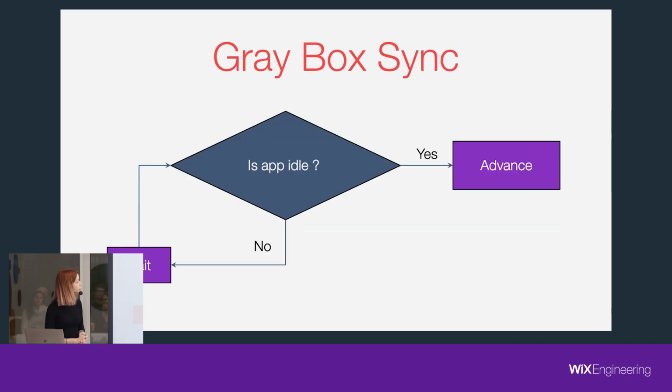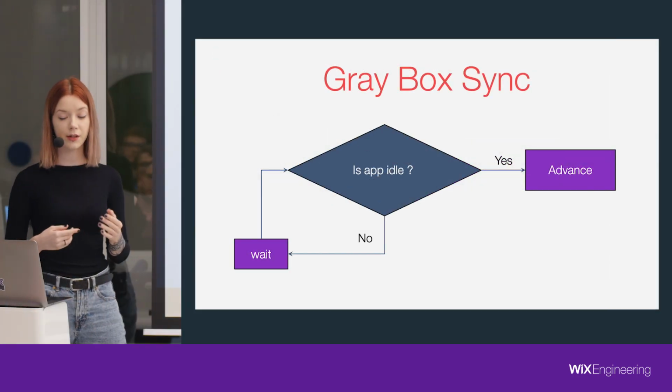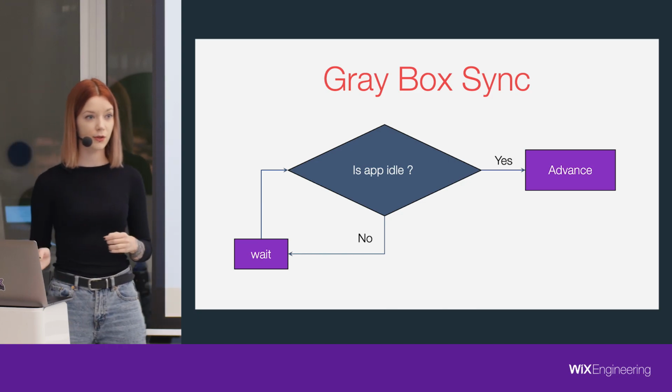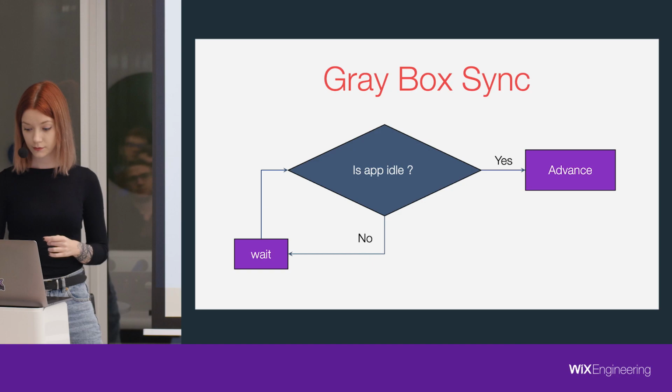So how does a gray box thing happen? It's a very simple graph because it is that easy. The app is checking every few milliseconds and it's listening to the callbacks from the internal memory, whether the app is idle yet or not, and it continues checking until the app becomes idle, and then it advances to the next test step.